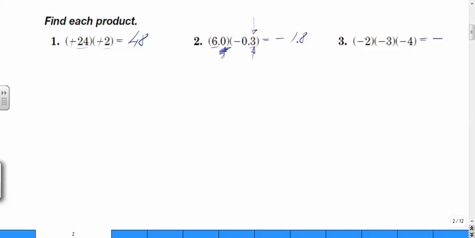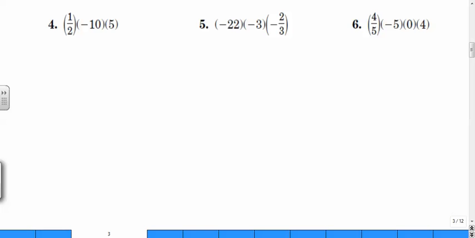Negative 2 times negative 3 is going to be positive, right? And then I have positive times negative, which will give me a negative number. And all you're left with would be to multiply 2 times 3, which is 6, times 4, 24. You just follow the order of operations. The answer would be negative 24. Okay, moving on.